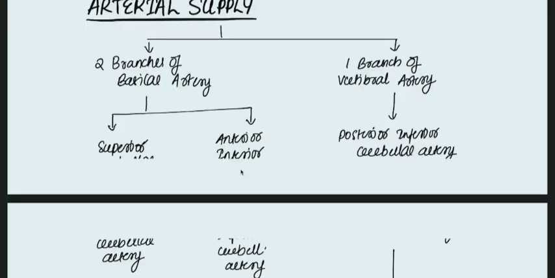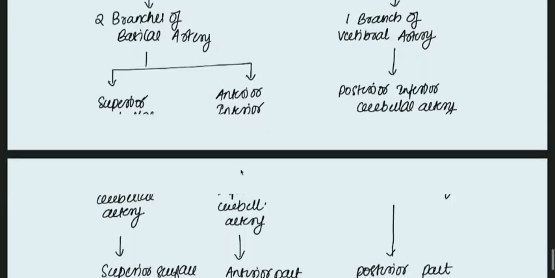Coming to the arterial supply of the cerebellum. The cerebellum is supplied by two branches of the basilar artery and one branch of the vertebral artery. The basilar artery is formed at the level of the lower border of the pons by the union of the two vertebral arteries of each side. So the two branches of the basilar artery are the superior cerebellar artery and the anterior inferior cerebellar artery, whereas the branch of the vertebral artery is the posterior inferior cerebellar artery.